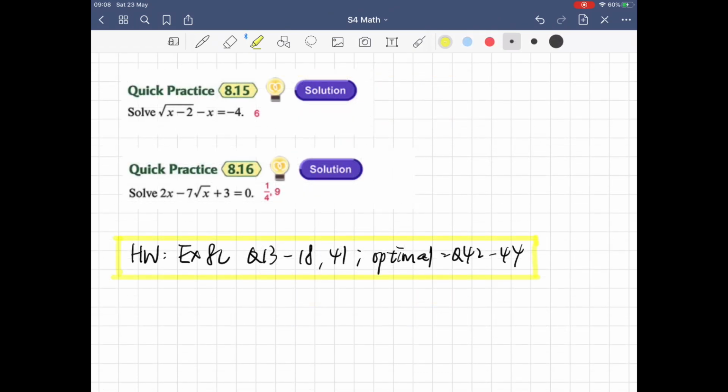And for the remaining time, please help me to finish quick practice 8.15, quick practice 8.16, and the homework for today.